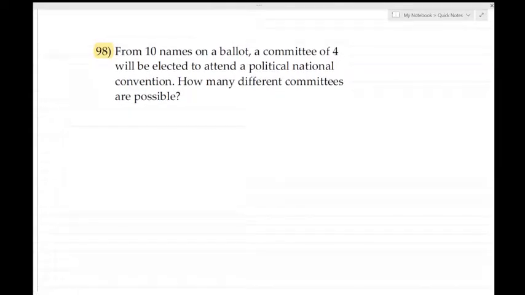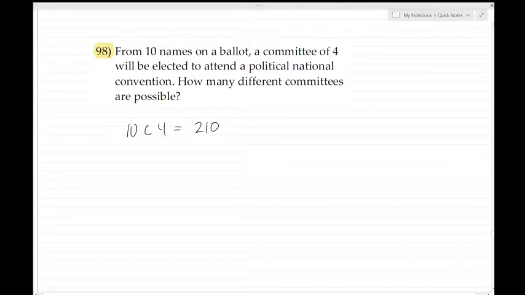From 10 names on the ballot, a committee of four will be elected to attend a political national convention. How many different committees are possible? So, once again, we're choosing from 10. Have we perhaps mentioned that order matters or not? And the answer is no, right? We haven't said anything about the first person being awarded some kind of higher prize or anything like that. So therefore, we're doing a combination. 10 choose 4 comes out to be 210 different ways to do it.